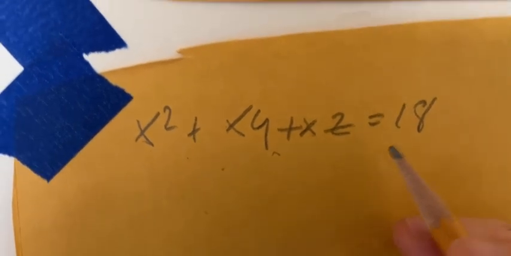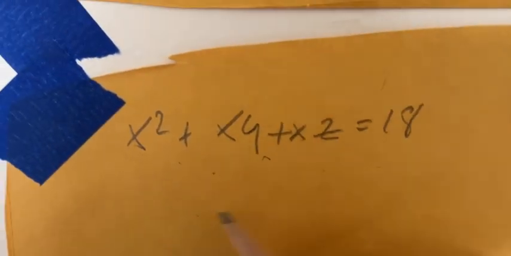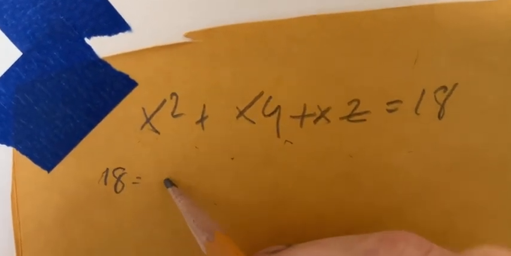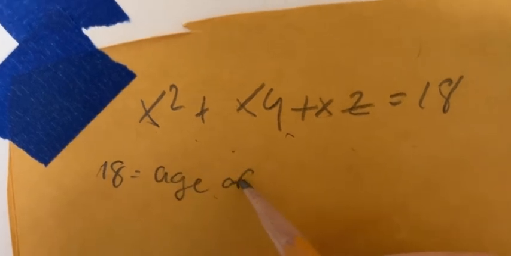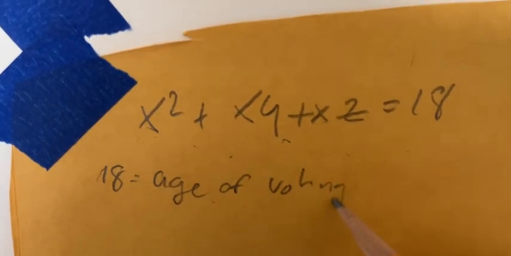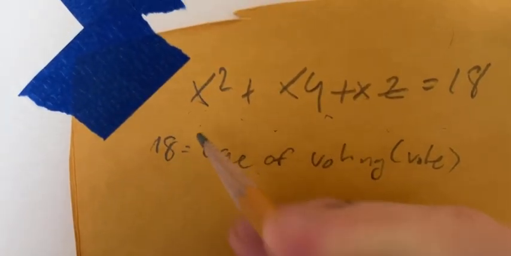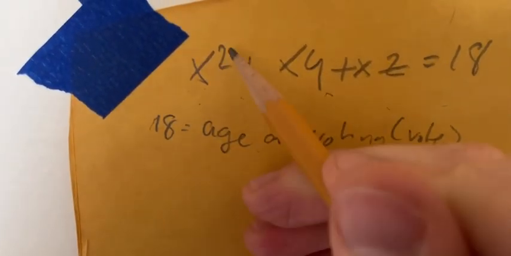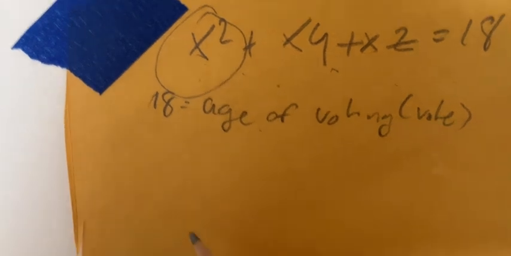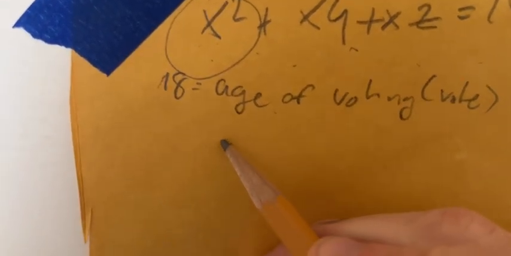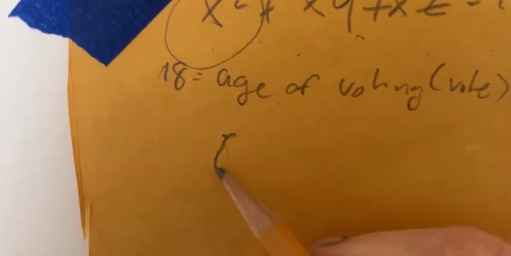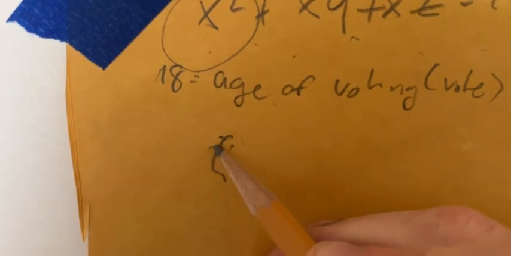So, right. 18. What's 18? 18 is the age of voting. So I'm going to say it's a vote. So here's what I'm going to do. Xanadu is telling the story. Xanadu is here. Gosh, it's awful. Awful Xanadu.